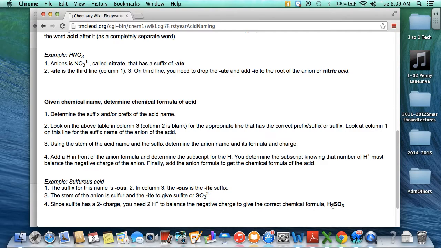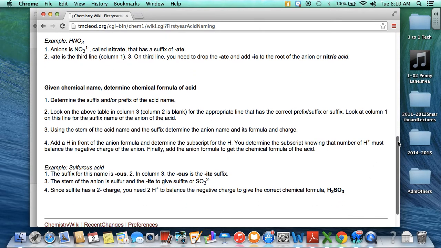You can, or do not have to, put the parentheses around the anion. The anion will always be a 1. So if it's a polyatomic ion, you can leave it without the parentheses, or you can put the parentheses in, but the subscript for the parentheses is always a 1. So that would be the chemical formula for sulfurous acid, H2SO3.